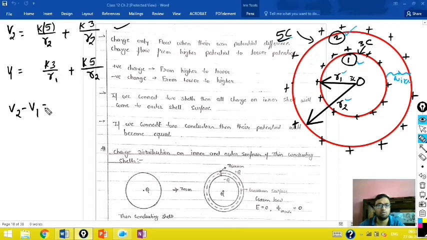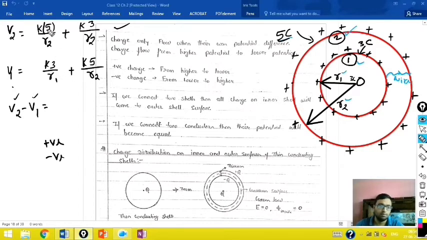If this value comes out to be positive, then you can understand that v2 has a greater magnitude and v1 has a lesser magnitude, and if this value comes out to be negative, in that case you can understand that v2 has a lesser value and v1 is greater, okay. So we can subtract any quantity from any.